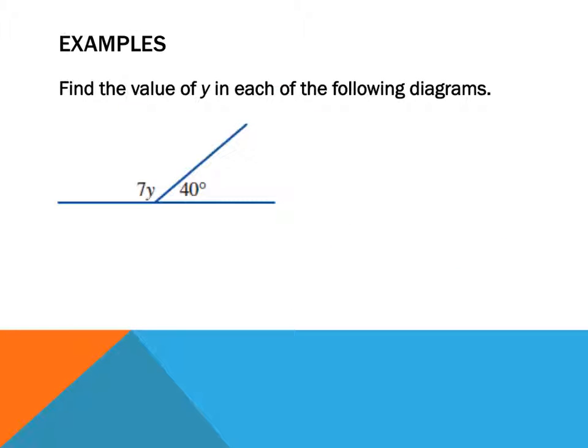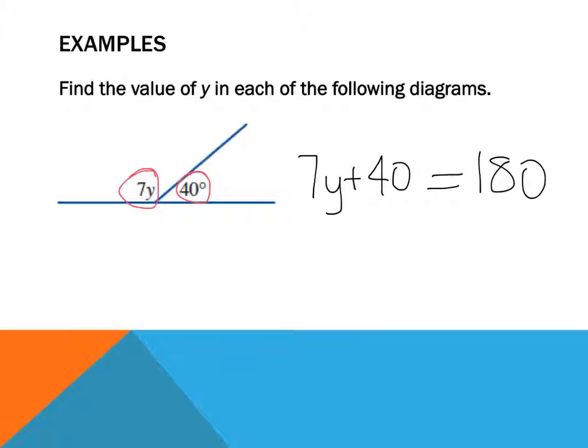So what can you be asked to do? Well, it says find the value of y in each of the following diagrams. 7y for one angle and 40 for another. What's this? Well, I know that both of these together are 180 because they're supplementary, okay? So altogether they equal 180. Now what equals 180? Well, both of them. This one plus this one. So I could write 7y plus 40 equals 180.